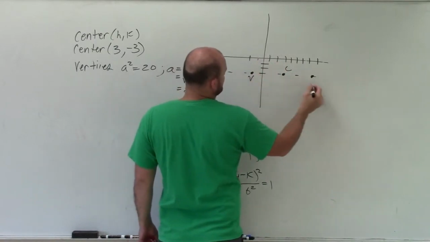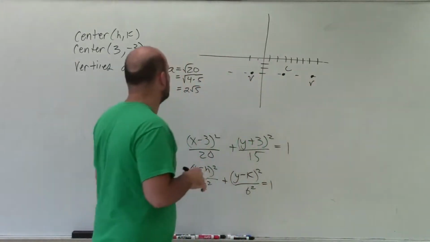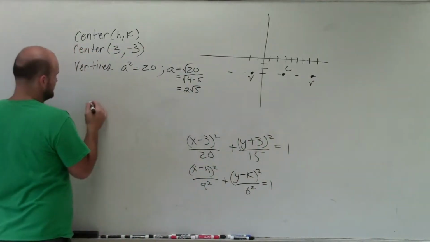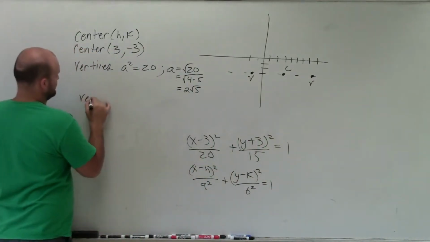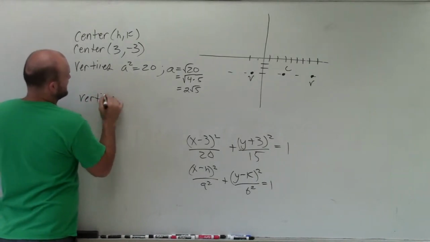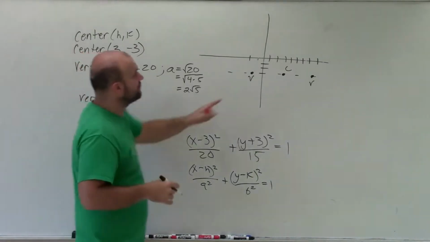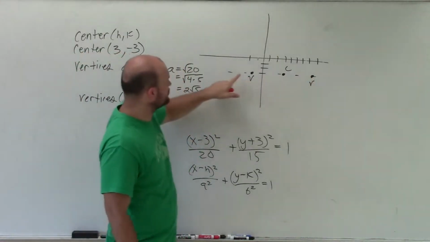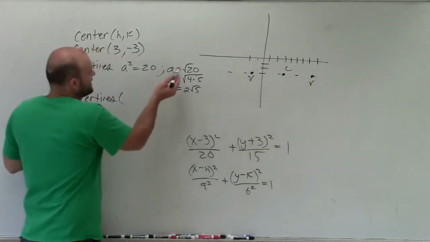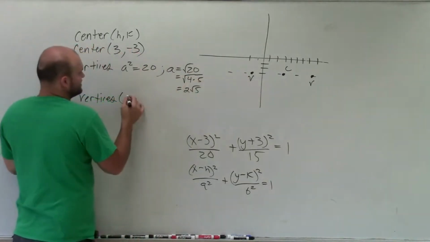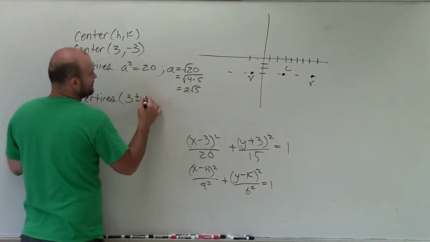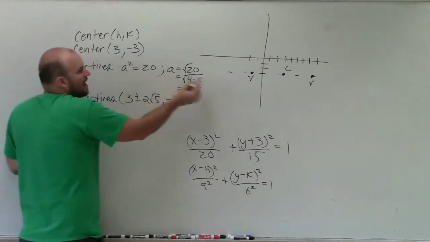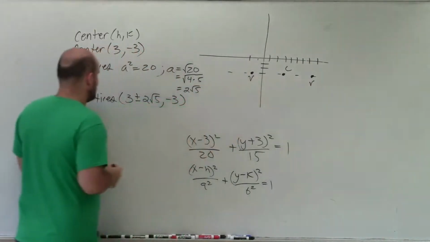And I'll say vertex, vertex. So when labeling the vertices, I'm going to use the exact distance. From the center, I added 2 square root of 5, and I subtracted 2 square root of 5. The x value of the center is 3. So I'd say 3 plus or minus 2 square root of 5, comma, negative 3. As you notice, they all have the same y coordinate.